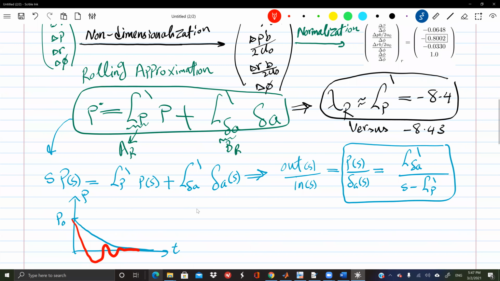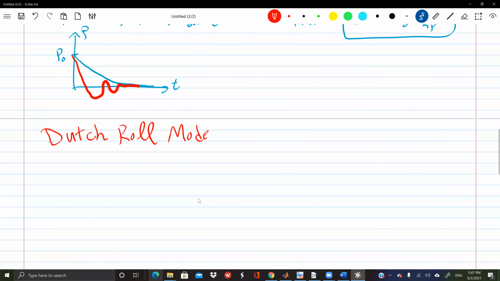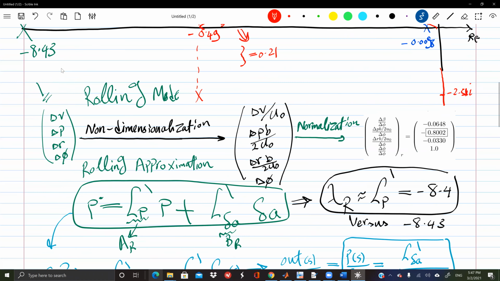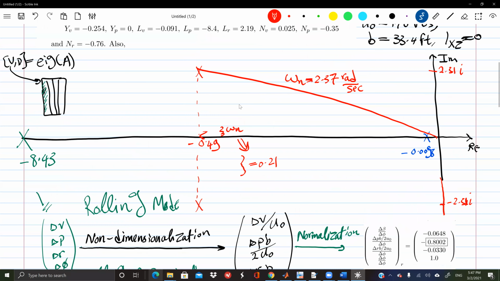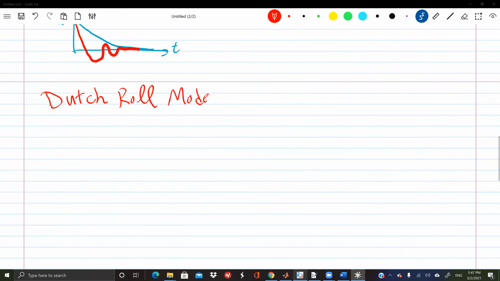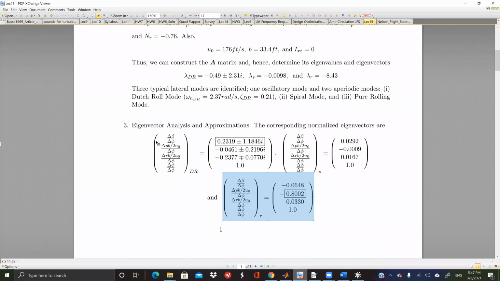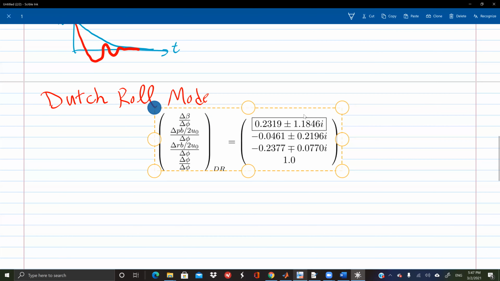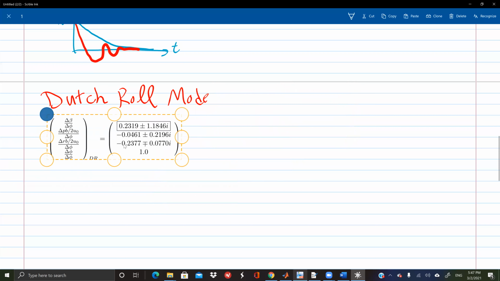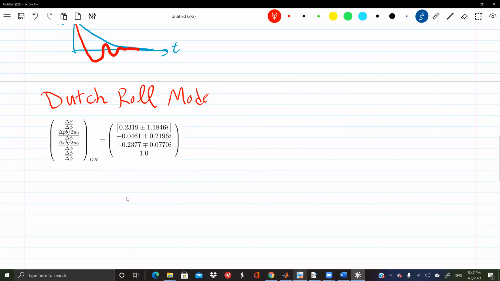So it's an oscillatory mode. What variables oscillate? We're going to do the same non-dimensionalization, normalization. So now we're going to do this for these two eigenvectors corresponding to the red eigenvalues. Since they are complex conjugate, the eigenvectors also are complex conjugate. So these are the eigenvectors for the Dutch roll mode.